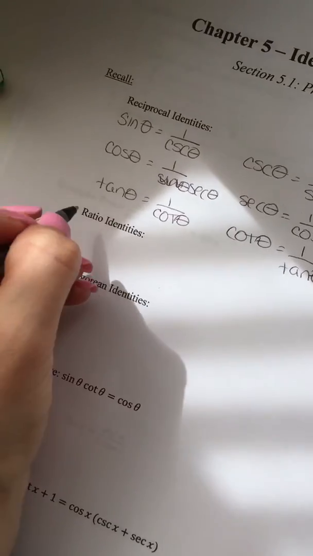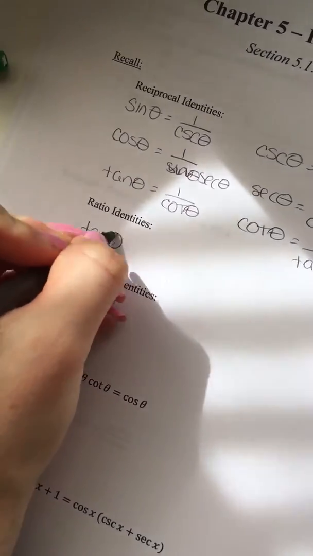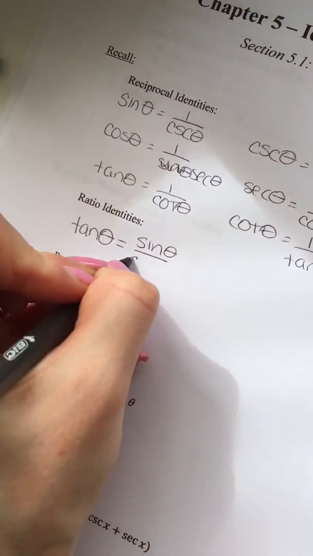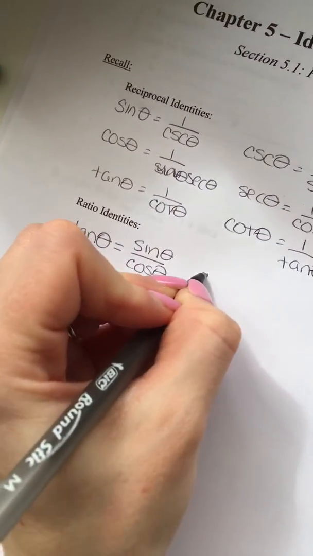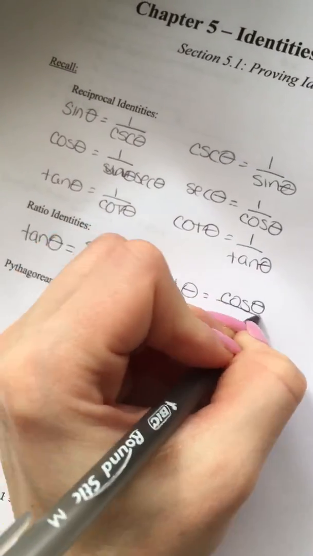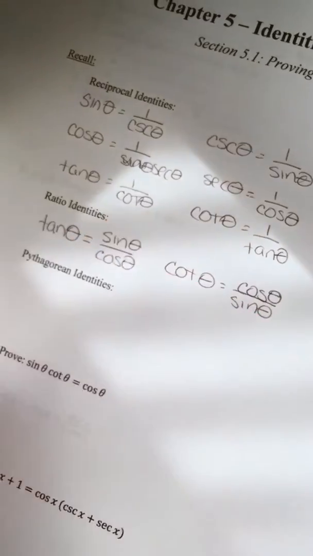The ratio identities are your tangent identities. So what is tangent equal to? Tangent's equal to sine over cosine. And cotangent is equal to cosine over sine.